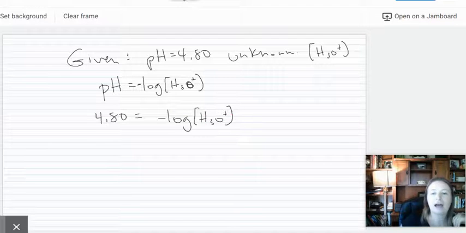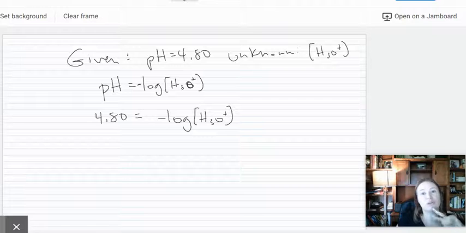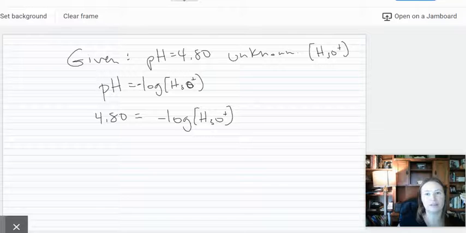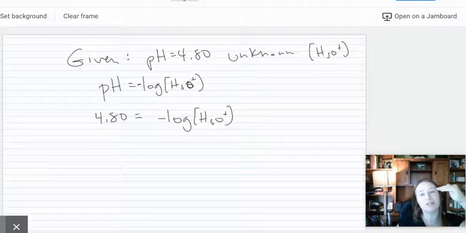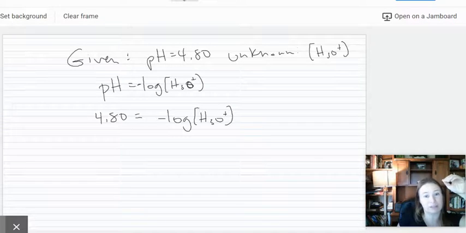Okay, so now how do you get H3O plus by itself? In algebra, if we had 2x, we would divide by 2. We're doing the opposite. So if I'm multiplying it, I'm going to divide to solve for x. We are taking the logarithm of this. So we have to do the opposite of logarithm, which is on your calculator. If you find the log button, above it, it will say 10 to the x. The opposite of logarithm is raising it to 10 to some exponent.